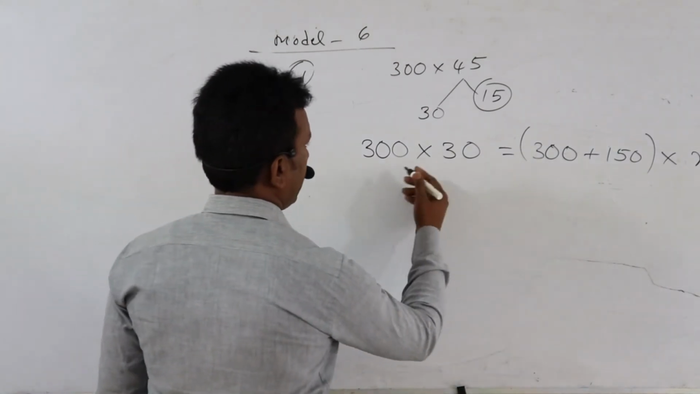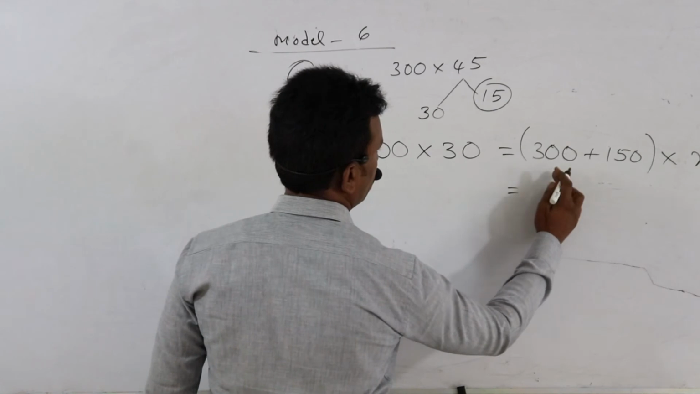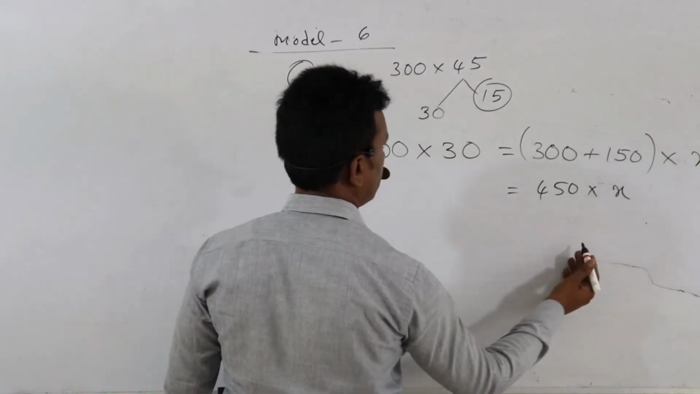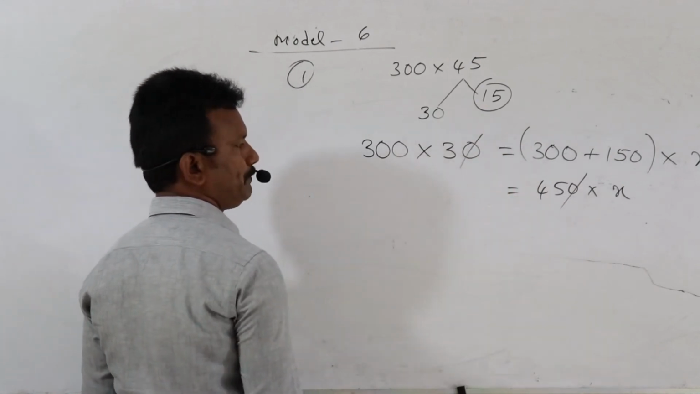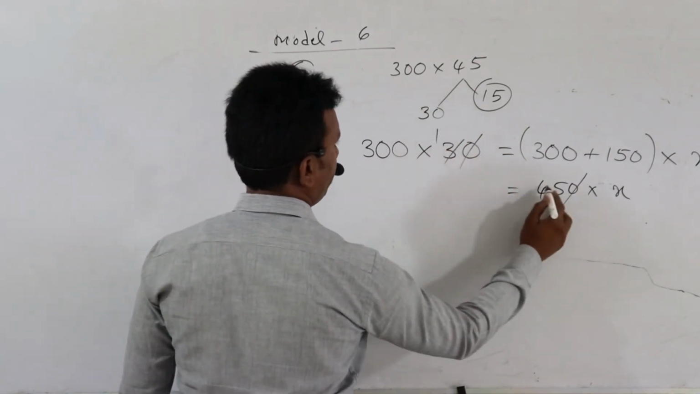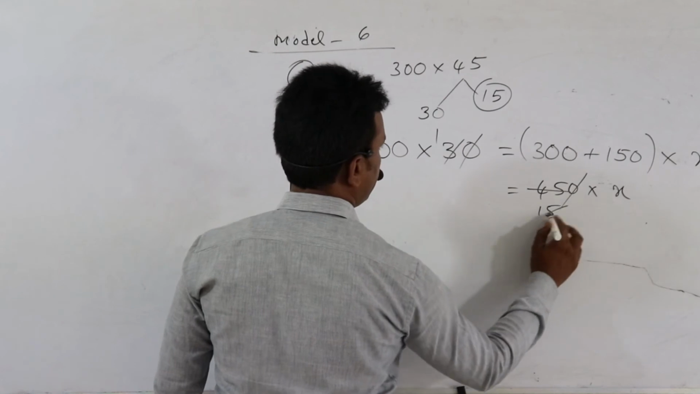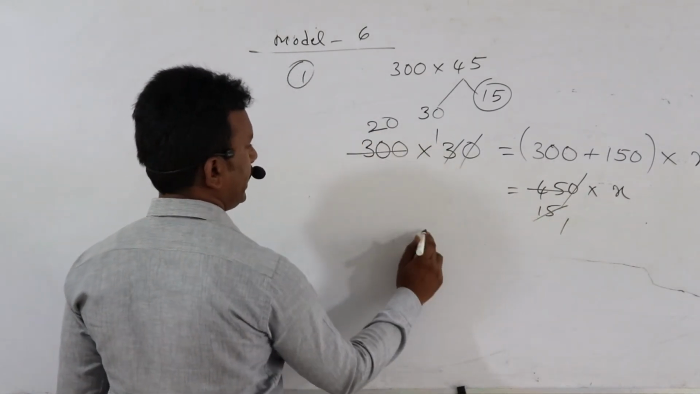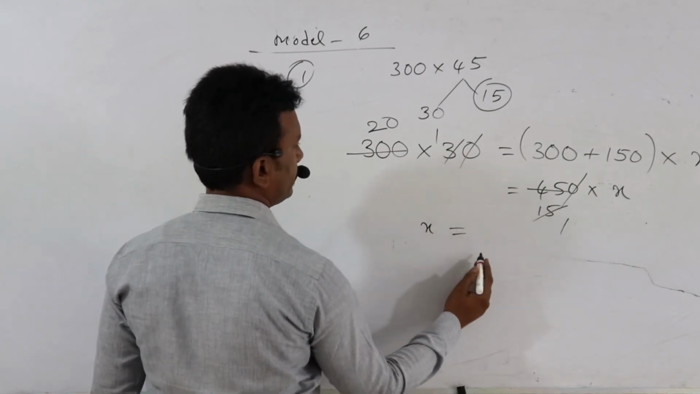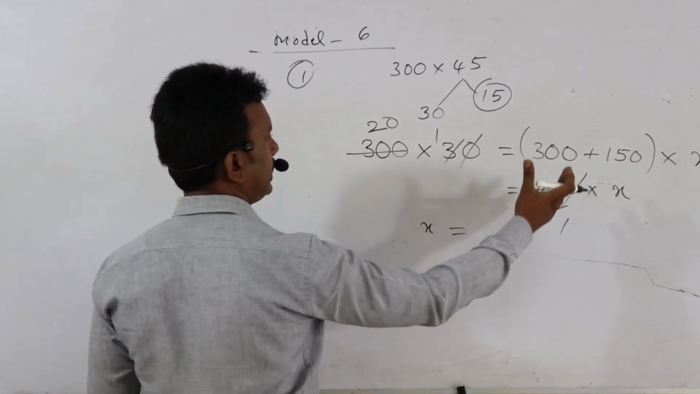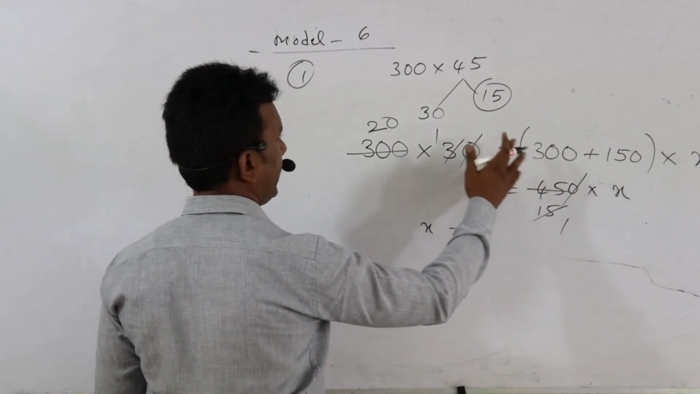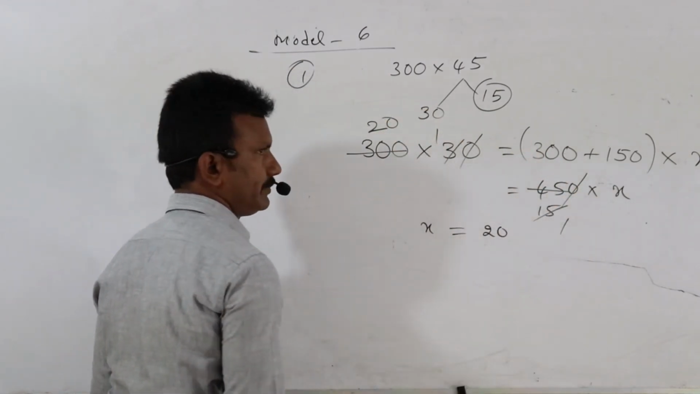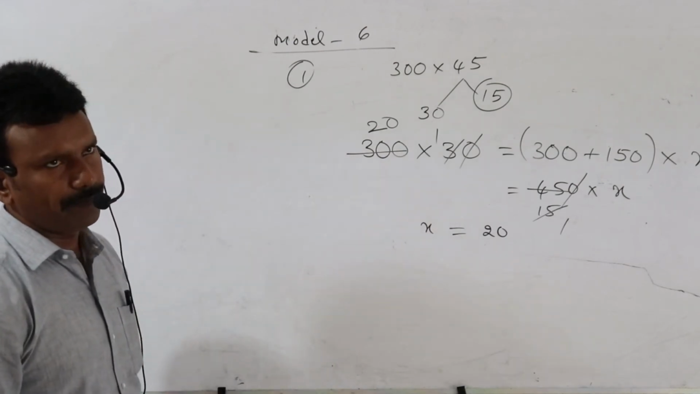So clearly we write the calculation: 300 into 30 equals 450 into x. So the zeros will cancel, 3 ones are 3, 15 twos are 30, so x is 20. So with 450 members, the food can serve for 20 days only.